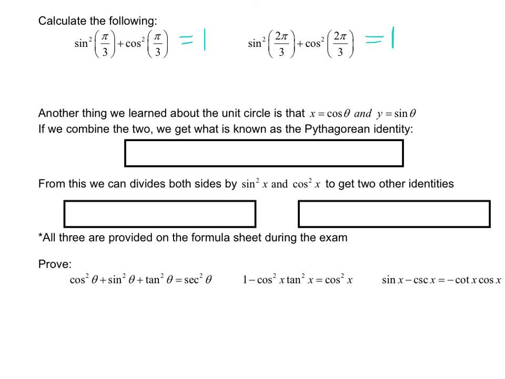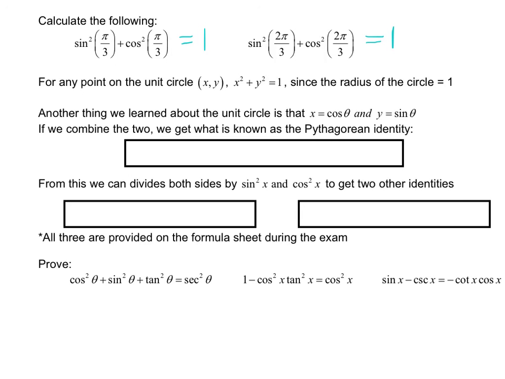So this leads us to something that's really cool. Remember that we created the unit circle through right triangles, and the unit circle has a radius of 1, which ends up being the hypotenuse of those right triangles. So for any angles that we can find on the unit circle, it's always going to be the case that sine squared plus cosine squared equals 1.